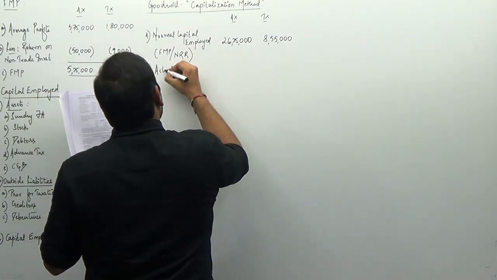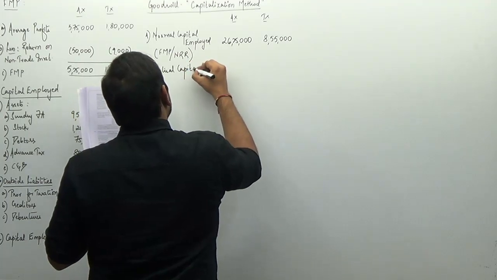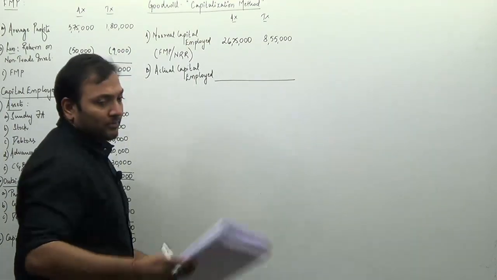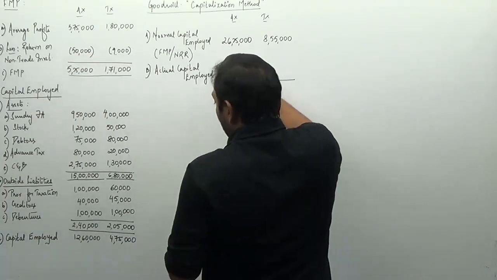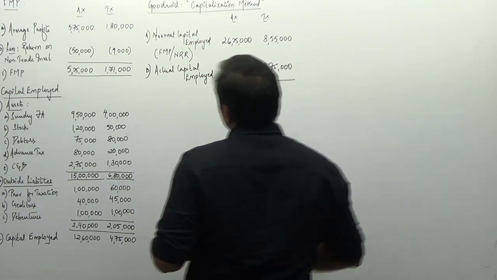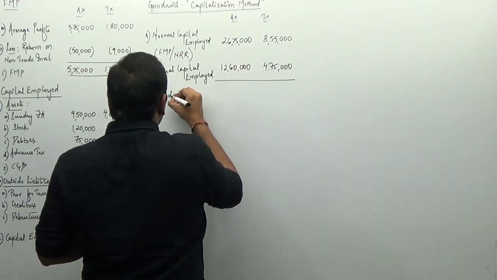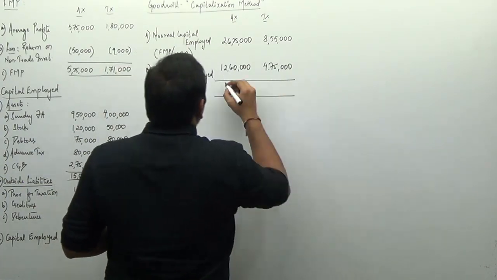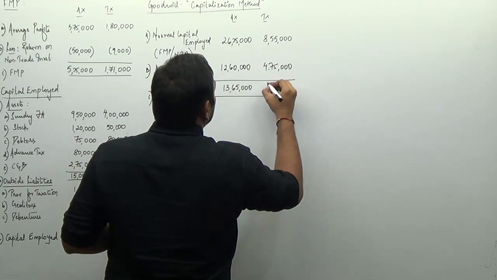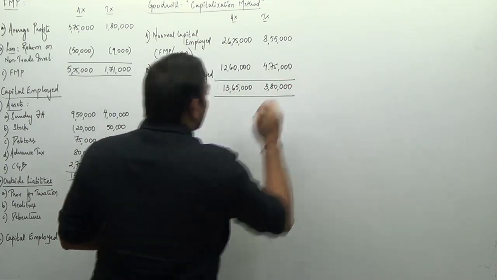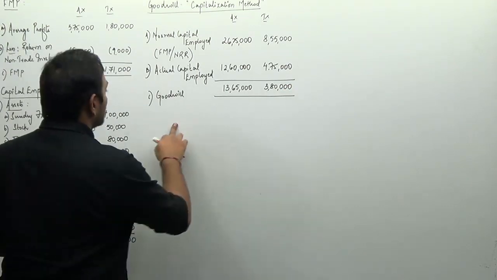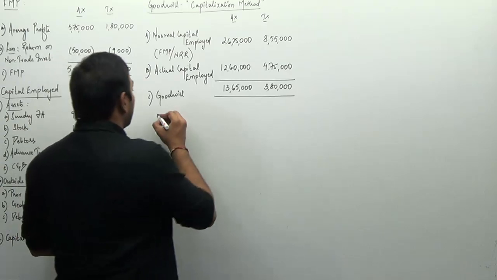Actual capital employed. I'm considering the closing capital employed as actual capital employed. It should be taken as average actually, but I cannot calculate average with the given information. So I'm taking closing. These answers we have ready made. 12,60,000, 4,75,000. Sufficient to identify goodwills. $13,65,000 and $3,80,000. We have goodwill values, we have capital employed values, you can start valuing intrinsic values per share.